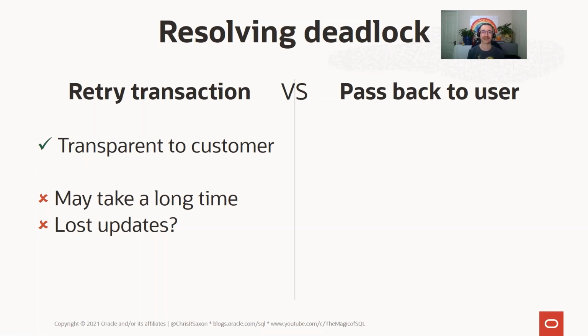So if you want to retry, you probably want to set a limit. You probably only want to retry once before you give up and say, something's going on here. We need to just bail out and go on. So the time it takes to retry may be unacceptably long for a lot of customers. And the second thing is as well, what if there's a lost update?